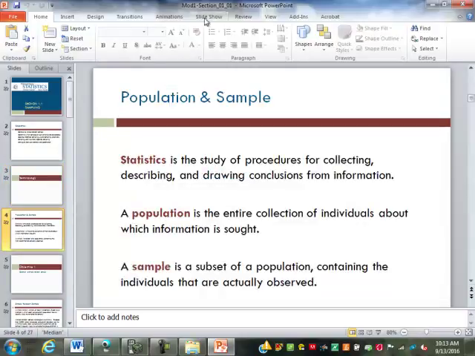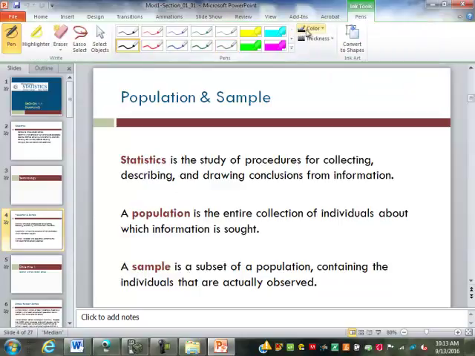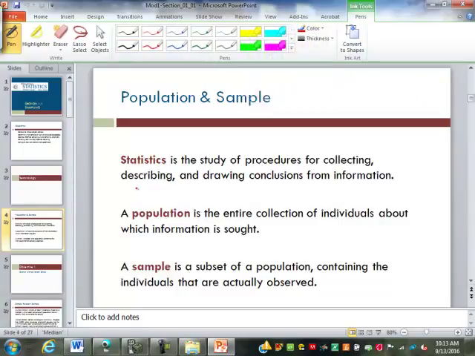Statistics. What is a statistic? Well, statistics in general is nothing more than the process of studying, collecting information to describe a situation or a process or to draw conclusions from it. We actually have within statistics two different branches that we're going to look at. We have descriptive, which is that part of describing, collecting and describing.